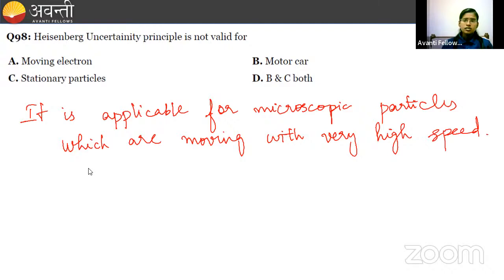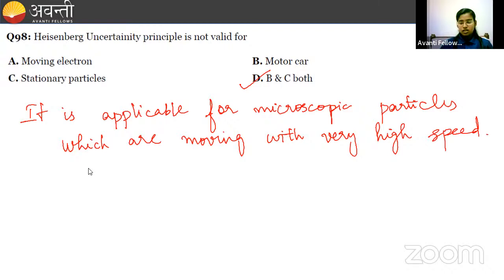And option B has motor car. It is a macroscopic object, and C is a stationary particle. Stationary means it is not in movement, so it is not applicable for it. So it is not applicable for a stationary particle which is not in motion, and also for the macroscopic object which is a car. So it is not valid for both option B and C. Means option D is the correct answer for this question. I hope this question is clear.